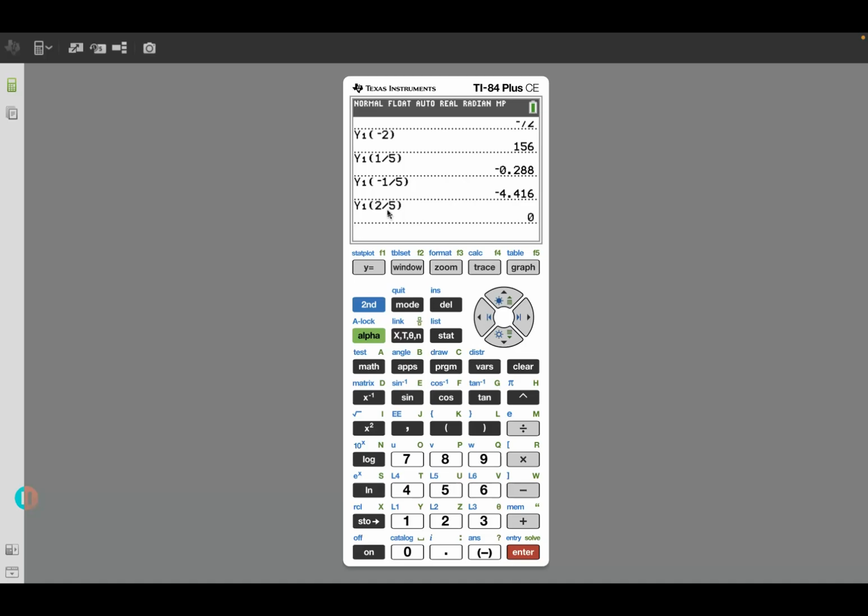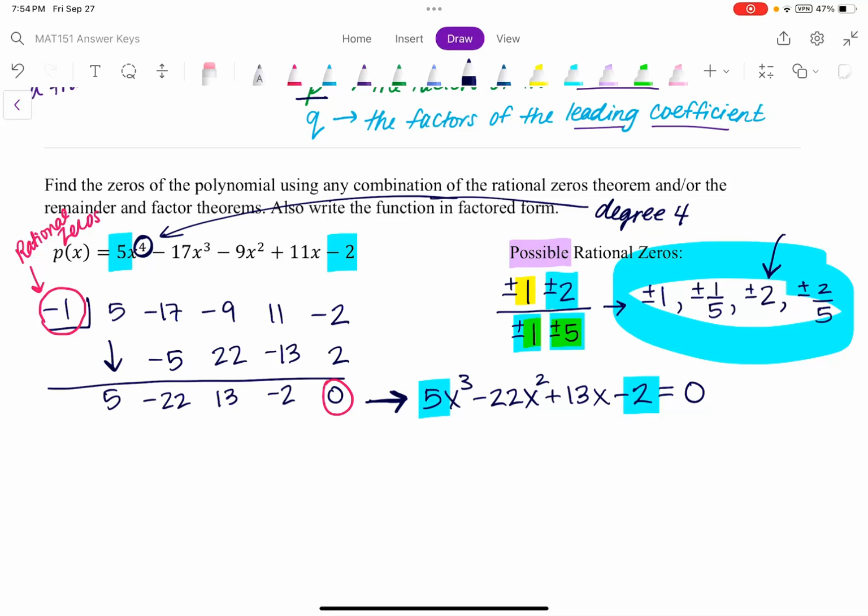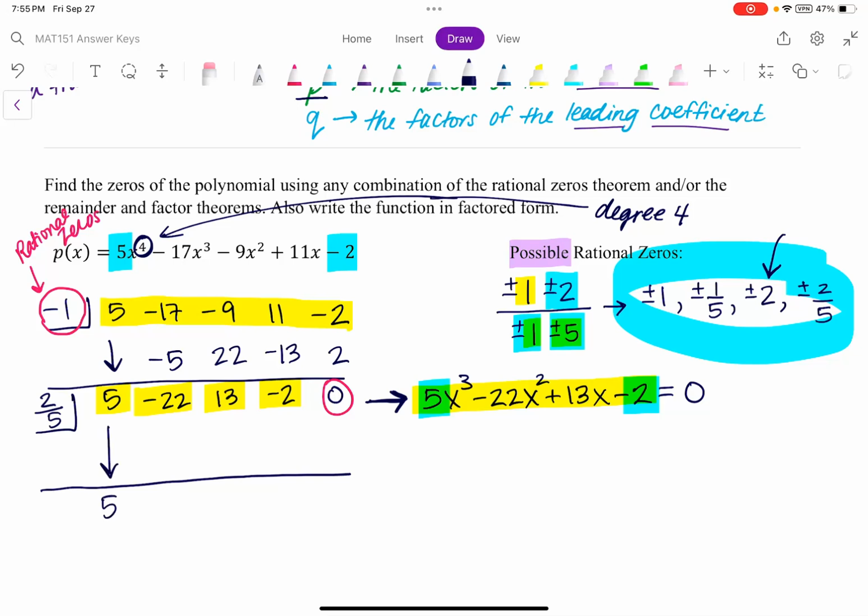So now we're going to go back to our paper and do the next round of synthetic division. So now that we saw that +2/5 worked on our calculator, we're going to go ahead and do our synthetic division with 2/5. But I'm going to stack my synthetic division here because notice I'm not going to use the original coefficients from the original polynomial. I'm using my new coefficients from the cubic, which will be the 5, -22, 13, and -2 to do my synthetic division. So we'll drop down the 5, and then we're multiplying 5 times 2/5.